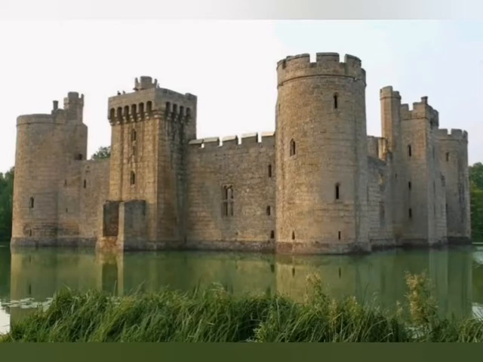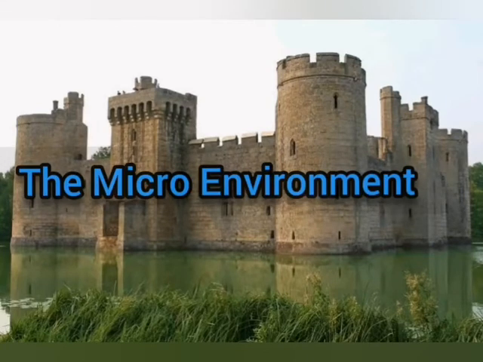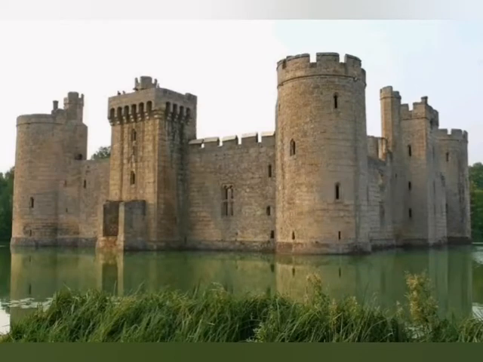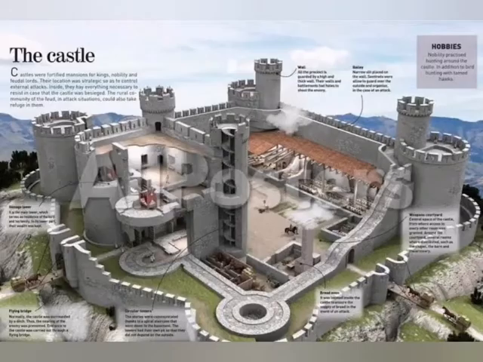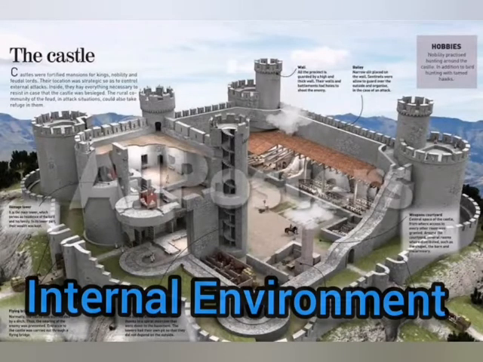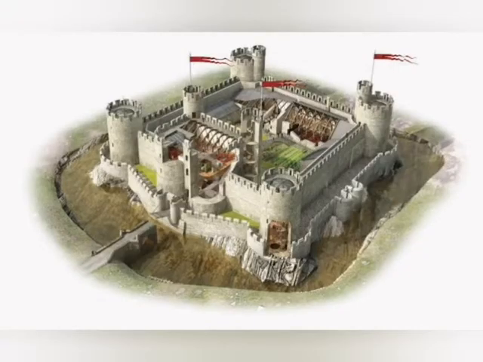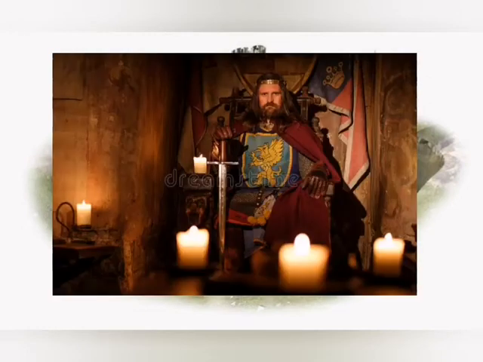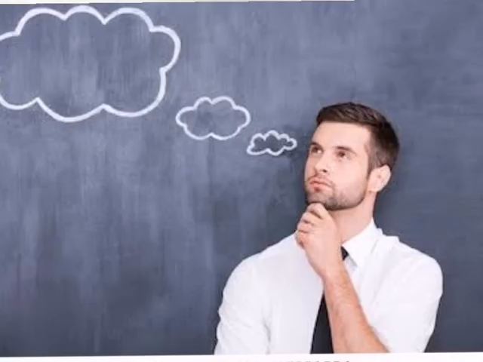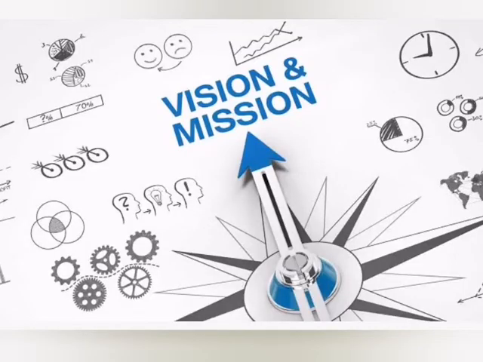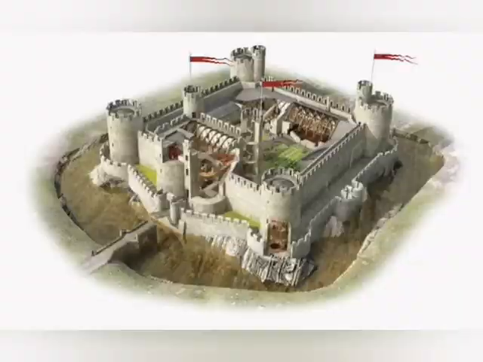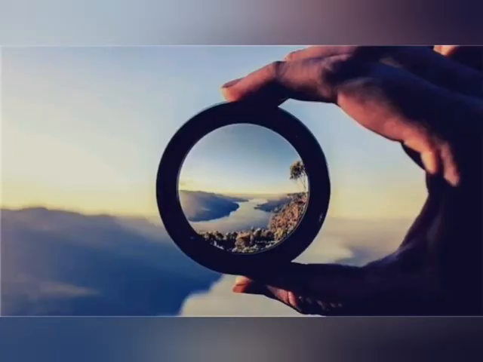So we have the castle in the middle, which is the micro environment. Micro is a Greek word, mikros, which means very small. And so in the micro environment, or the internal environment, the king has full control. The king can be an analogy for a business. And the king or the business will dream of his kingdom, and he will go on a mission to make sure that his kingdom has a purpose and a function.